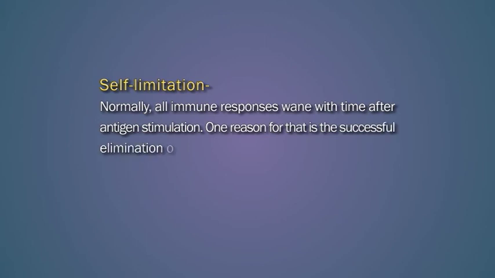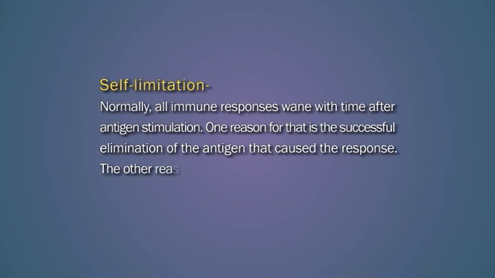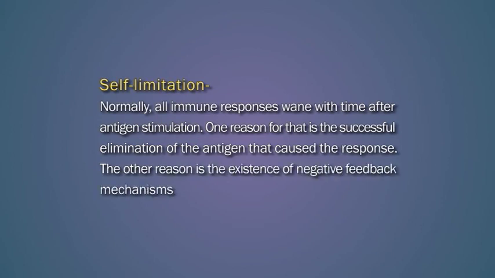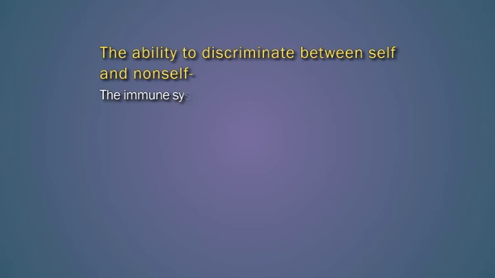Next one is self-limitation. Normally, all immune responses wane with time after antigen stimulation. One reason for that is the successful elimination of the antigen that caused the response. The other reason is the existence of negative feedback mechanisms. And the last one is the ability to discriminate between self and non-self. The immune system is said to tolerate self antigens.